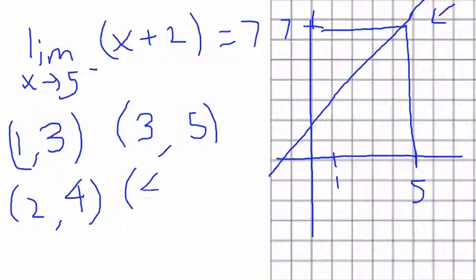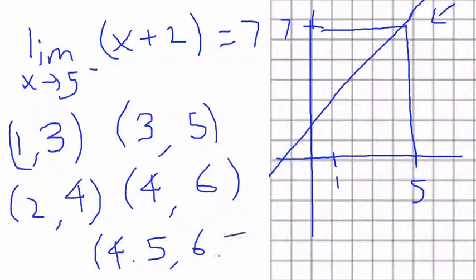As we go to 4, it becomes 6. As we go to 4.5, it becomes 6.5. So the closer and closer we get to that value from the left-hand side, that's the limit from the left-hand side. And the same for the right.